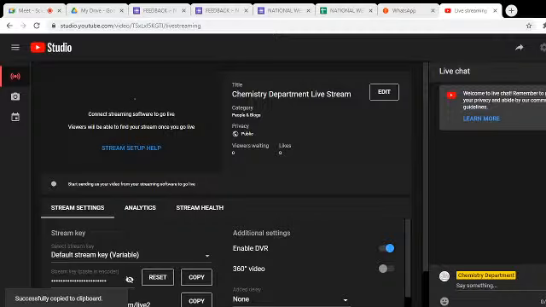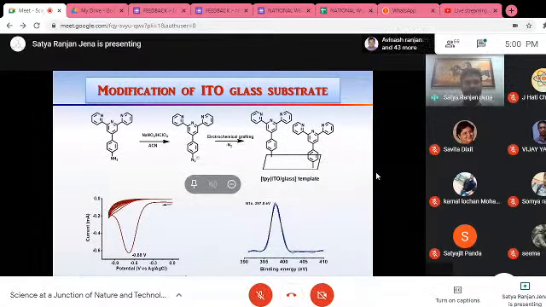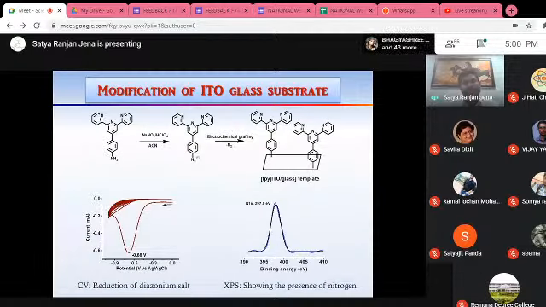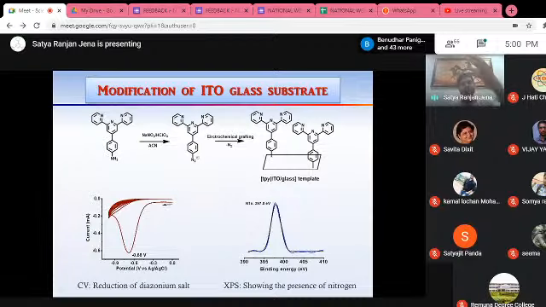Is it done? You give some potential to reduce this N2+ to make a radical on the phenyl ring. That radical is bonded covalently with the ITO glass substrate, because ITO is a semiconductor, so it has free electrons on the surface. So if a radical is formed, it is bonded with the ITO surface. Now what happened? The terpyridine moiety's mouth is open outside, and the other side is bonded to your substrate. So this is called the template ITO, because you have an anchoring group attached to the substrate.